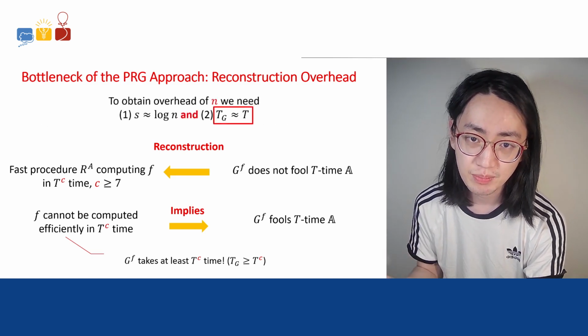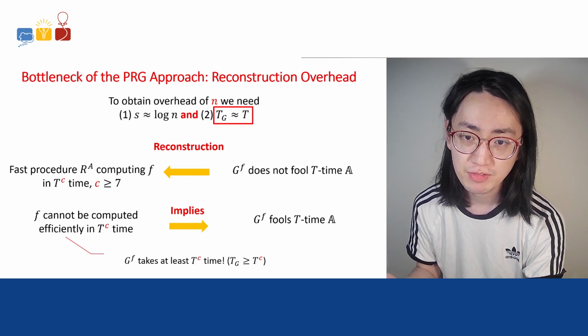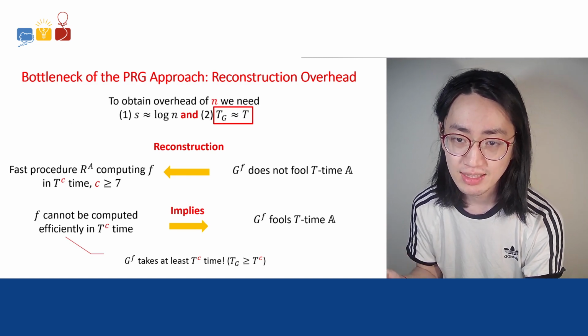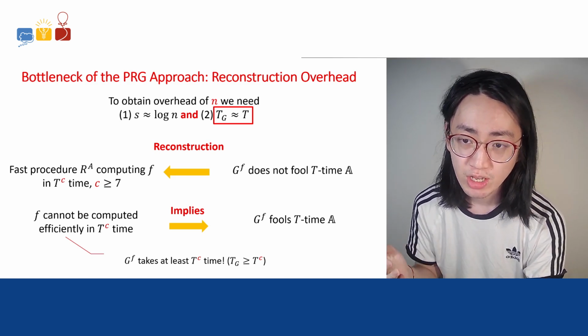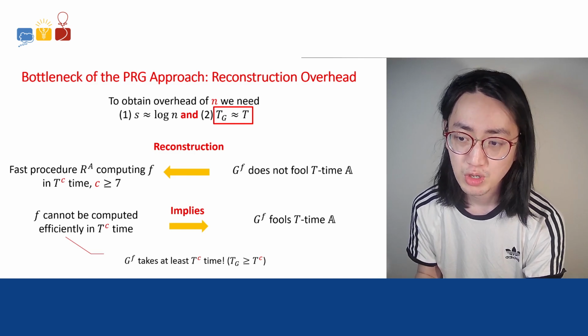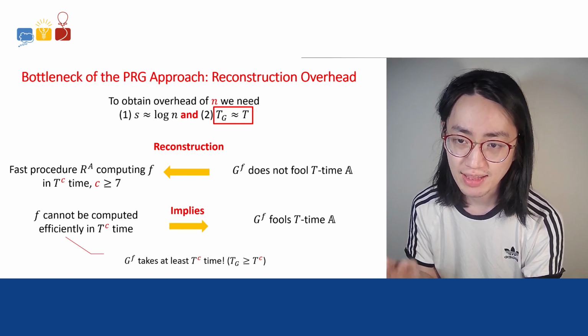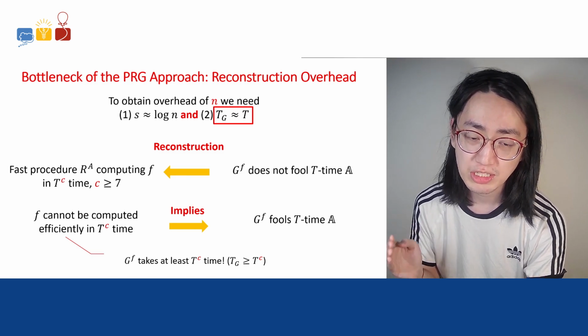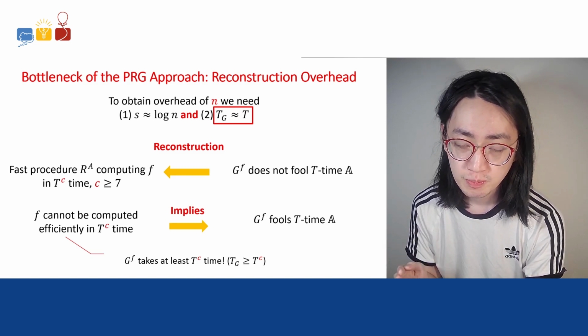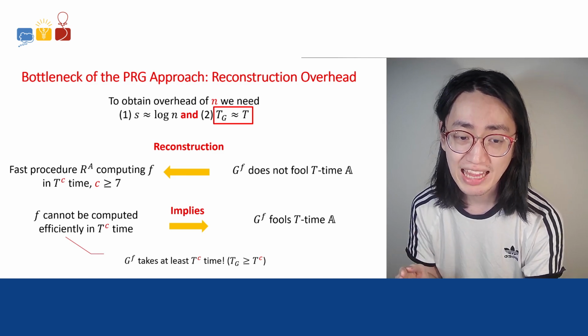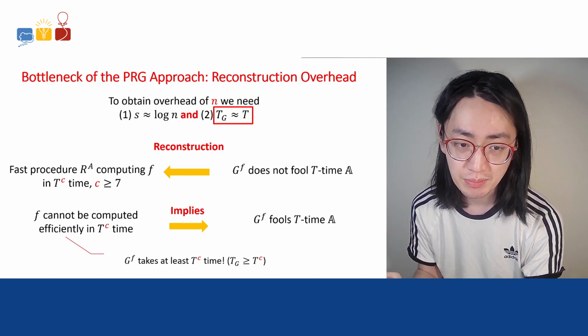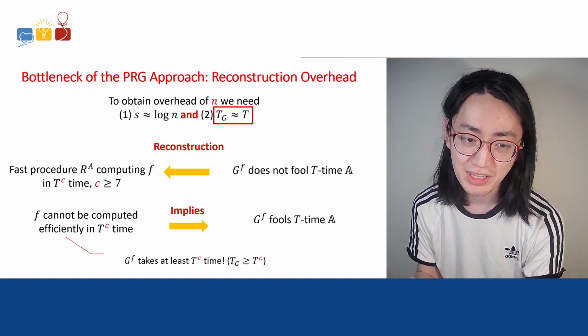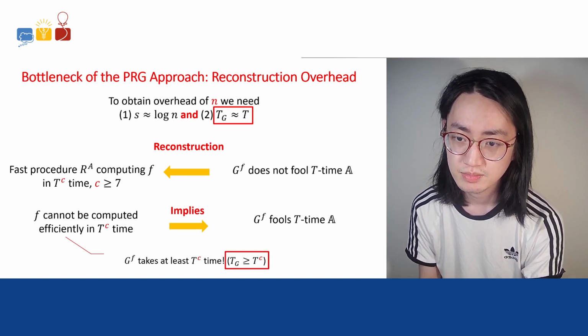So let's look at the requirements before. We remember that we want the seed length to be log n and the running time of the PRG to be close to t. Hence, the huge reconstruction here is a serious problem for us to obtain fast derandomization based on the hardness of f, because this huge reconstruction overhead forces us to choose a hard function f, which is hard for t to the c time, but this will imply g will also require t to the c time to compute.